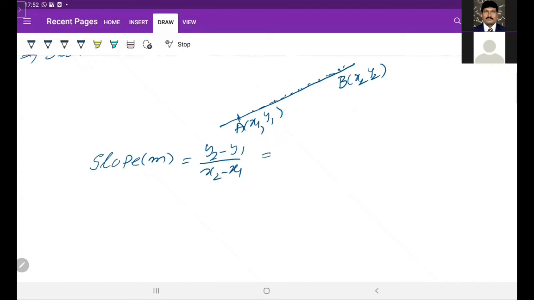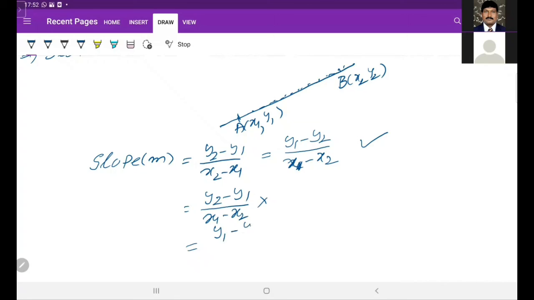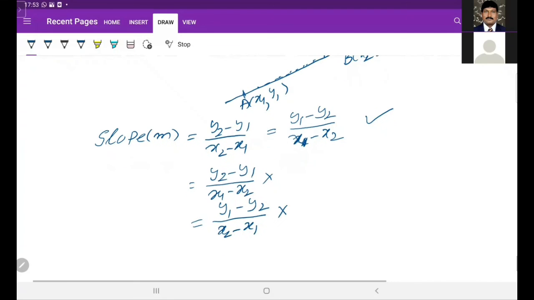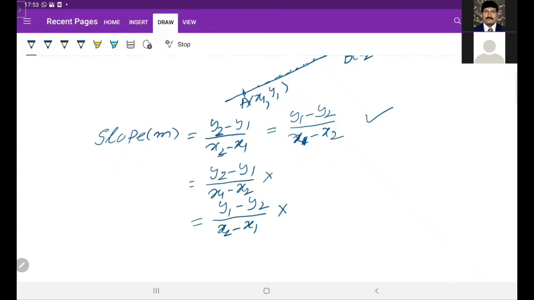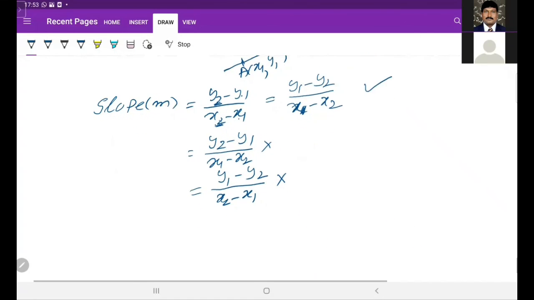So it can be written as (y1 minus y2) by (x1 minus x2). This one is correct. But (y2 minus y1) by (x1 minus x2) is wrong. Next, (y1 minus y2) by (x2 minus x1) is also wrong. Whatever order is in the numerator, the same order of x and y coordinates must be in the denominator. (y2 minus y1) by (x2 minus x1). Understand?